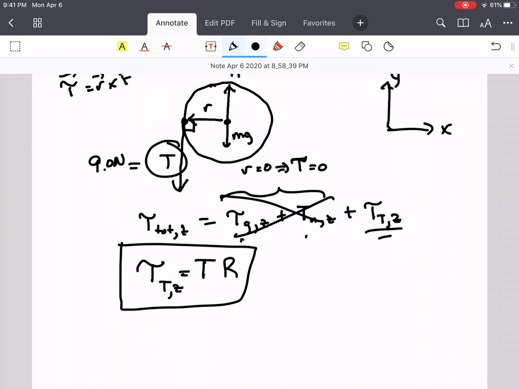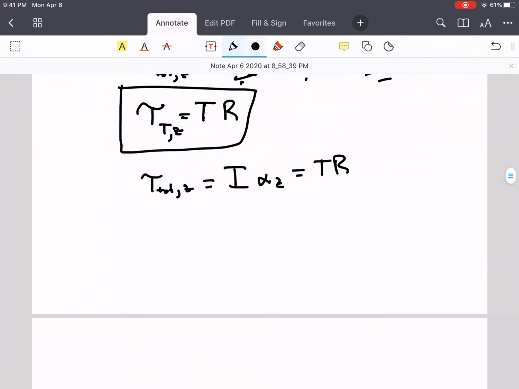Now what about alpha? Well, we know that the total torque in the z direction is I times alpha in the z direction. And we just solved that the total torque is T times R. So if I want to solve for my angular acceleration, it's pretty straightforward. I divide through by my moment of inertia. I get alpha z is equal to TR divided by I. I know everything here except for the moment of inertia.